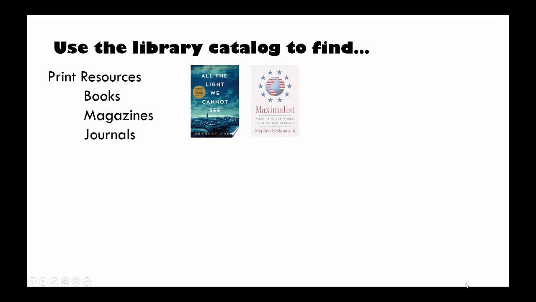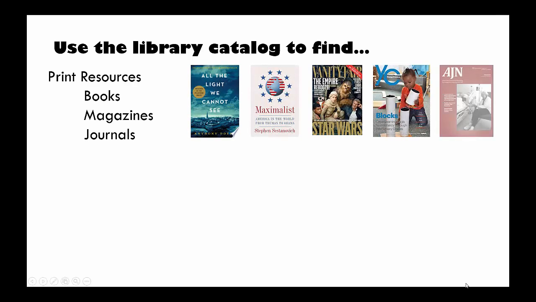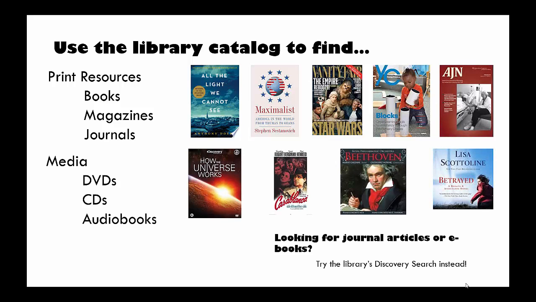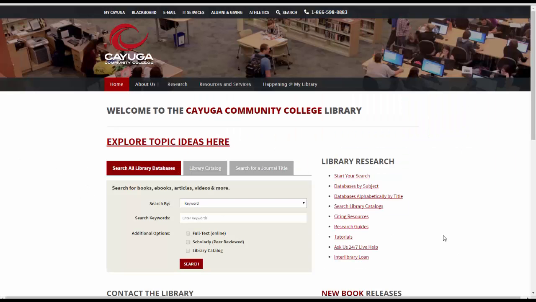Using the library catalog is the easiest way to find out if we have print resources like books, magazines, or journals, or media like DVDs, CDs, and audiobooks available in the library. If you're looking for journal articles or ebooks, you should try the library's Discovery search instead. To search the library catalog, head to the library's website.